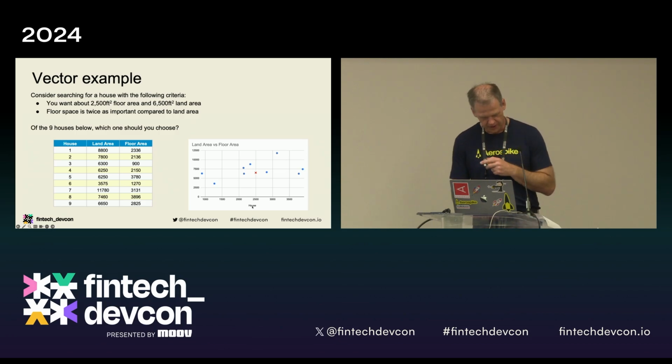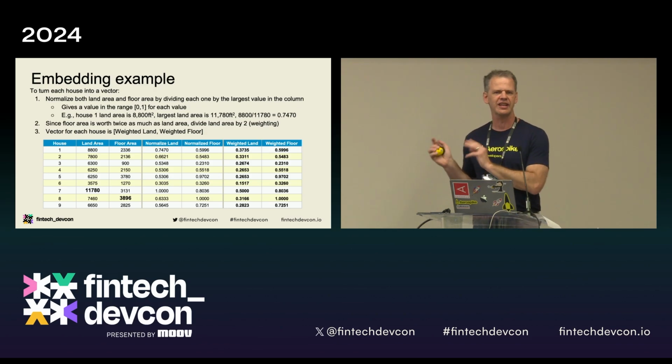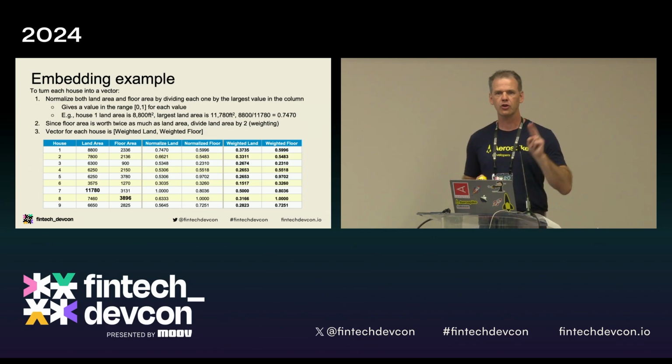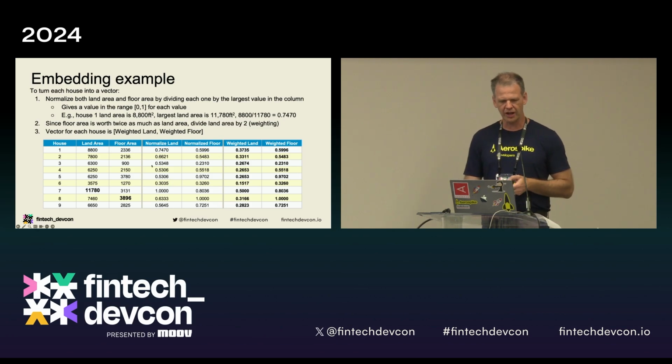All right. So the first thing I'm going to do is turn each one of these houses into a vector. I've only got 2 dimensions, 2 properties. One is the land area, one is the floor area. My vector that I get out will have 2 dimensions. So what I'm going to do is normalize them. I'm going to take my land area, find the biggest one, which happens to be 11,780, and divide each one of these land areas by that 11,780.